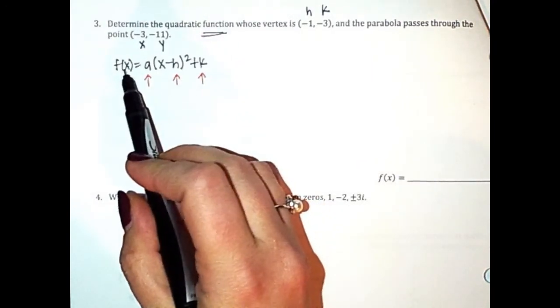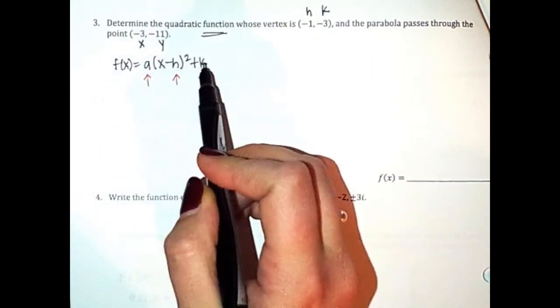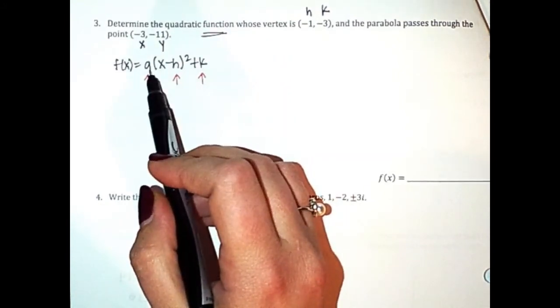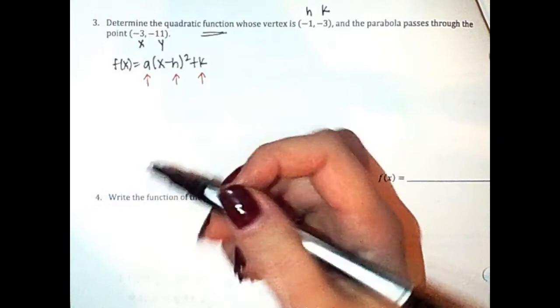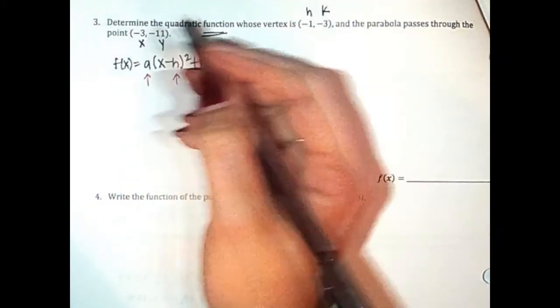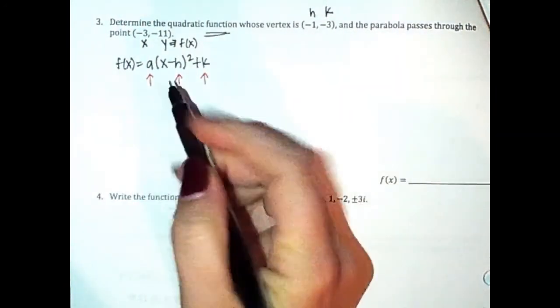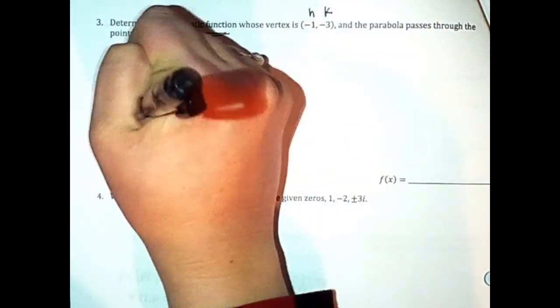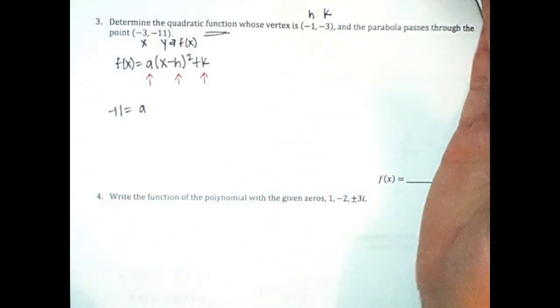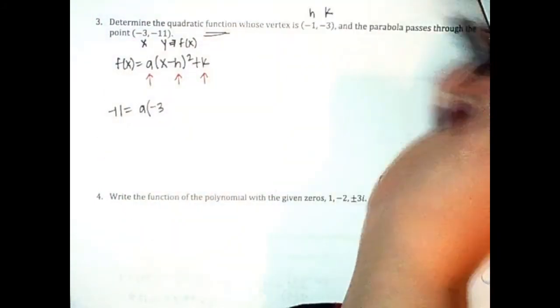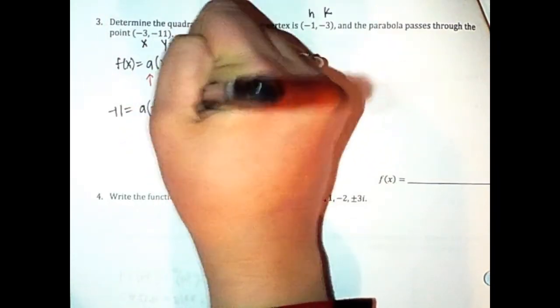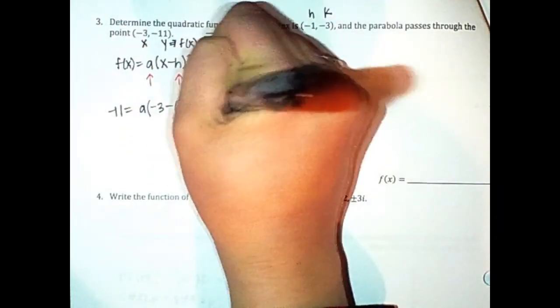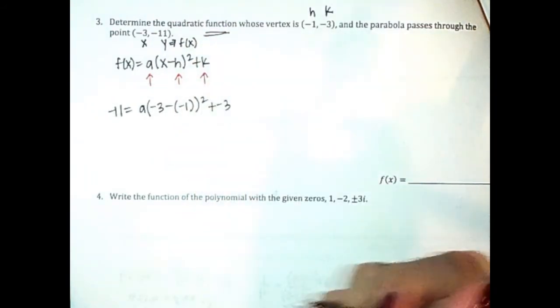So we have a y value, we have an x value, we have an h value, we have a k value. All we need is our a value. So what we're going to do is just plug it in to solve for our a value. So in for f of x, remember y is interchangeable with f of x. So in for f of x, I'm going to plug in negative 11 equals, now my a, that's the one that I don't have, that's the one that I'm trying to solve for. And then x, which is negative 3, minus h, which is negative 1 squared, plus k, which is negative 3.